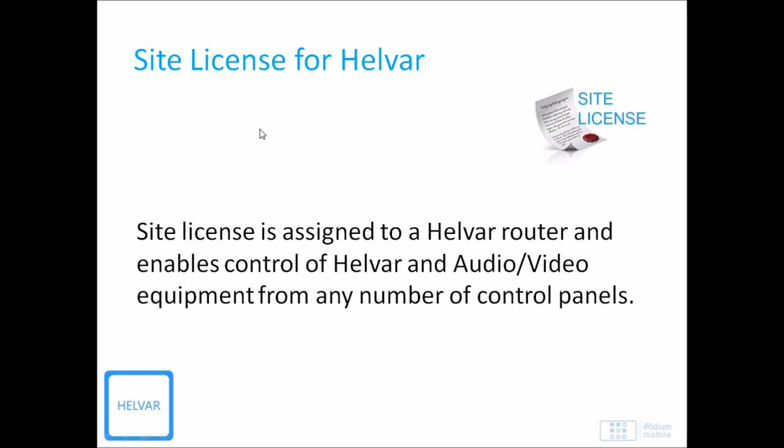So yeah, we've got site license for Helvar. It's assigned to a Helvar router and enables to control Helvar as well as audio, video, if we are talking about Site License Pro, from any number of control panels. It was tested here in our office with Helvar routers called DigiDim 905 or 910. So if you have other routers to test this license with, please let us know your feedback.